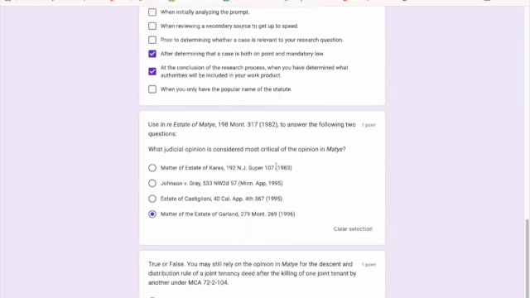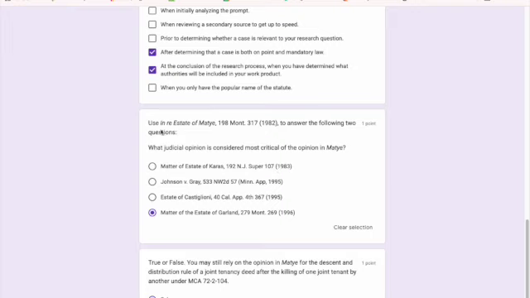All right, and then use In re Estate of Mattei to answer the following 2 questions. What judicial opinion is considered most critical of the opinion in Mattei? So when I look at this, I know that I'm updating. So I'm going to use an updating tool. I can use either KeyCite or I can use Shepard's. So I'm going to take the cite and I'm going to look at them.